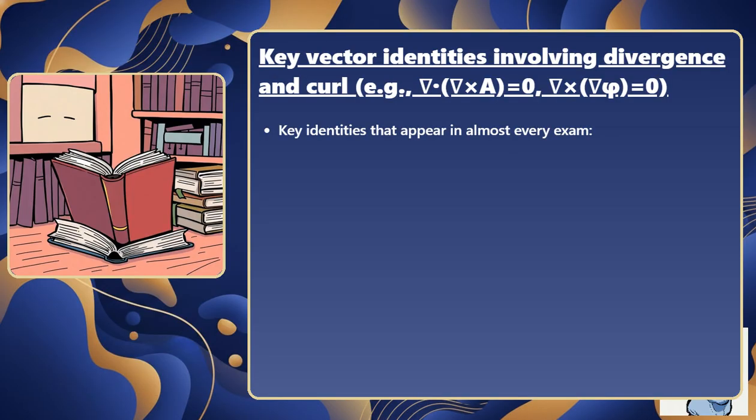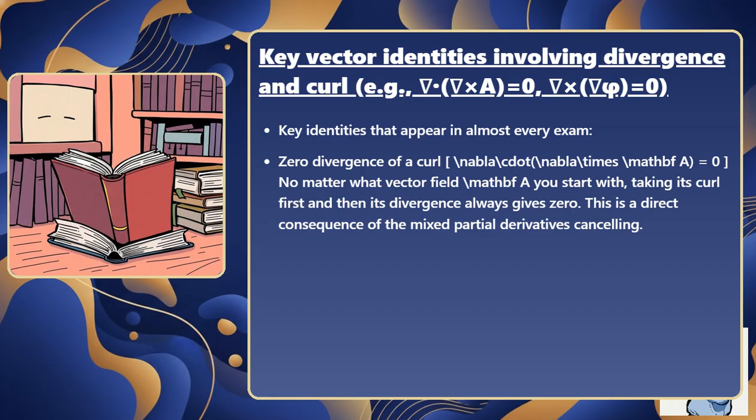Key identities that appear in almost every exam. 0. Divergence of a curl. Nabla dot (nabla cross bold A) equals 0. No matter what vector field bold A you start with, taking its curl first and then its divergence always gives 0. This is a direct consequence of the mixed partial derivatives cancelling.